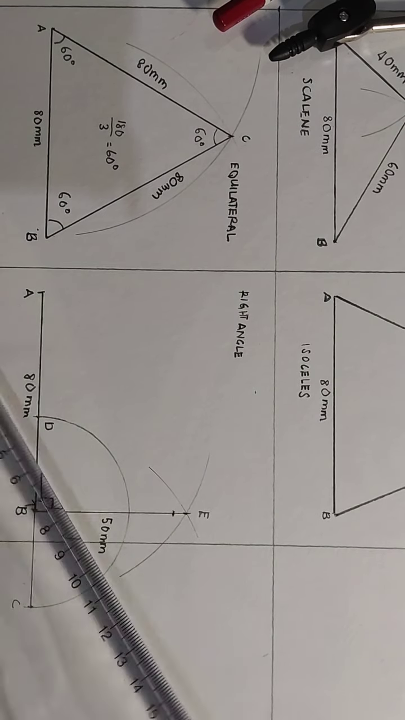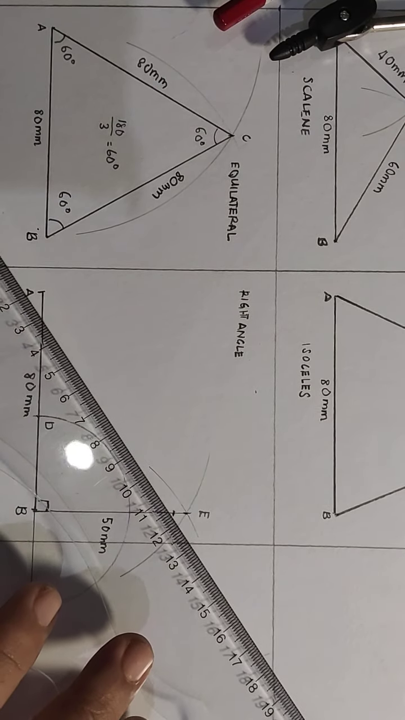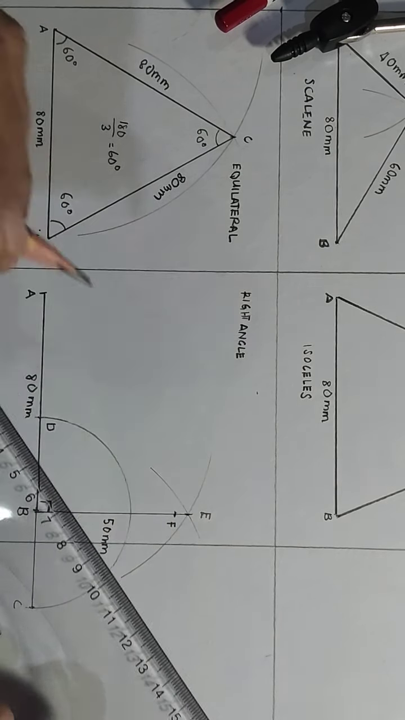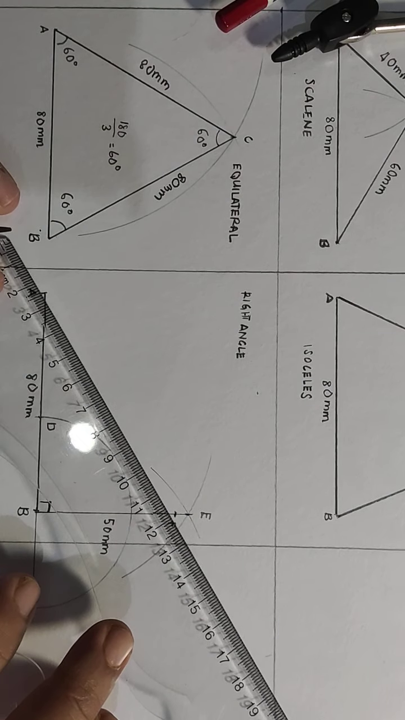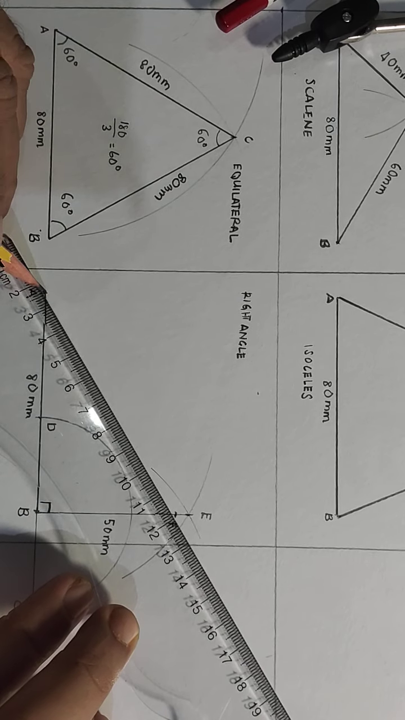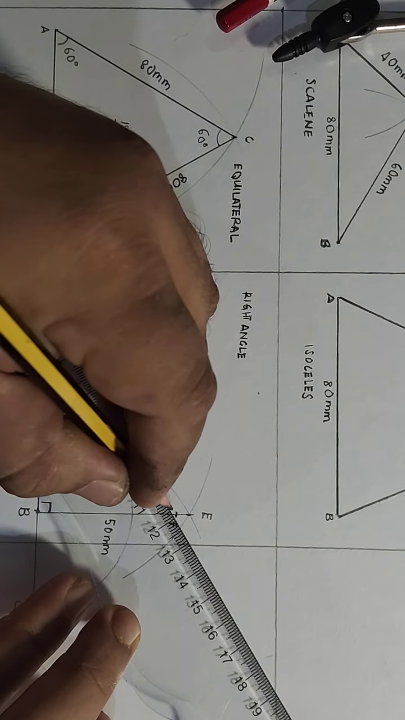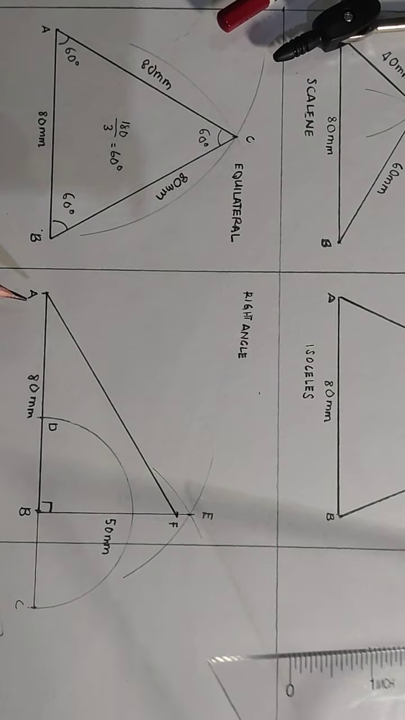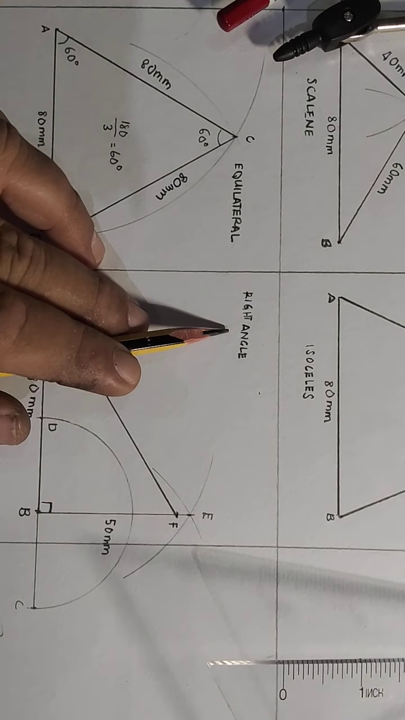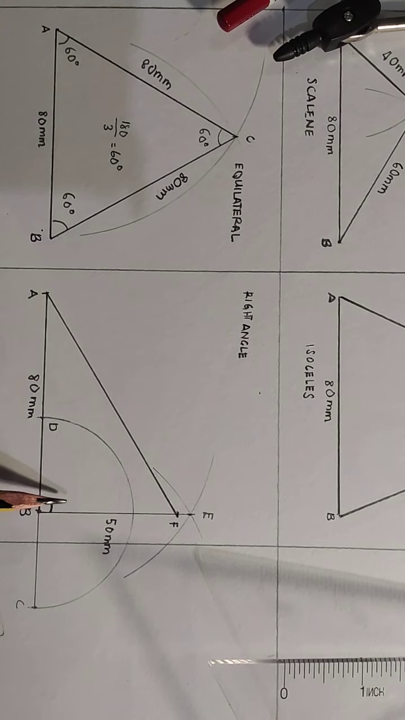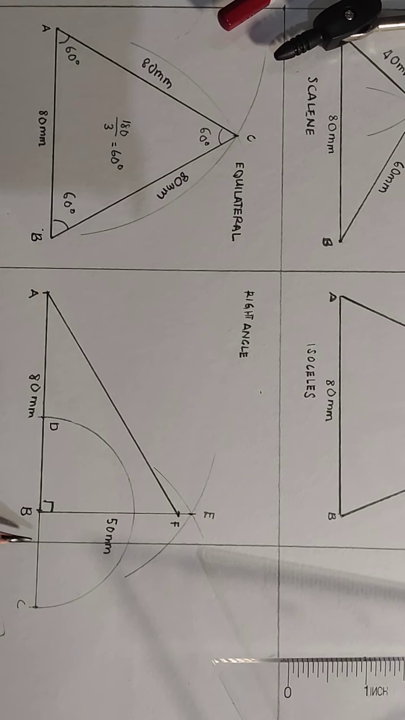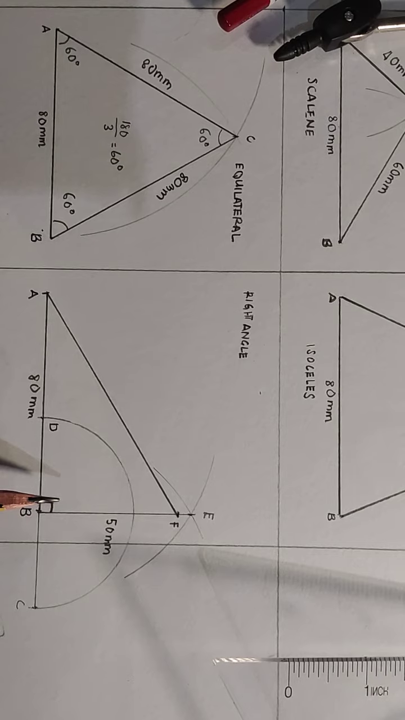Almost done. Then I want you to mark it F, which is easier for you to understand. And then join A and F with a line, and you get a right angle triangle, which has a 90 degree angle on one side of the triangle.